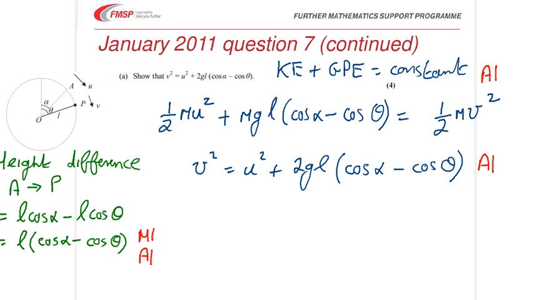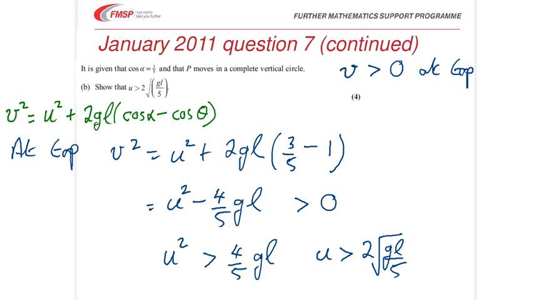For the next bit, there was, I think, just another 4 marks. M1, A1, M1, A1. So 2 method marks, 2 accuracy marks. The method mark of using the v squared equation to get the velocity at the top, and accuracy for getting that correct, and then a method mark for saying the velocity is greater than 0, and a final accuracy mark.